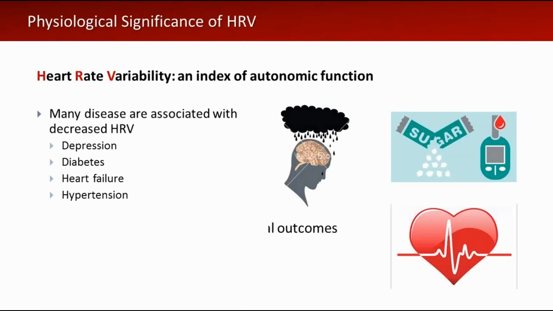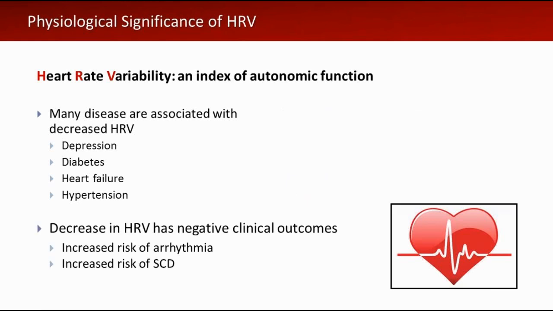For the duration of this talk, I'm going to focus primarily on cardiovascular outcomes, not only because that's what our lab is interested in, but because 1 in 4 deaths in the United States are attributed to heart disease. And it has been shown epidemiologically that a decrease in heart rate variability is an independent risk factor for an increased risk of arrhythmias and an increased risk of death from sudden cardiac death.